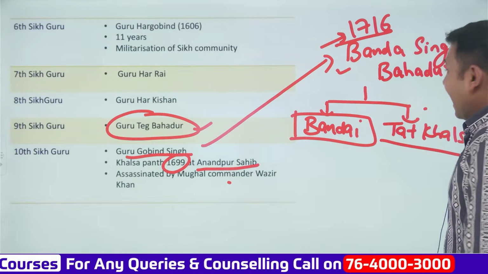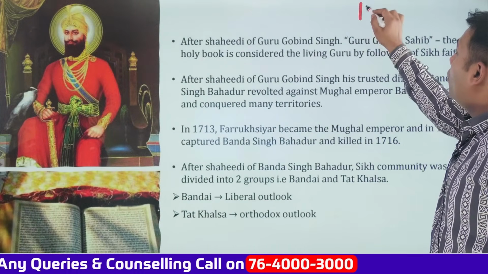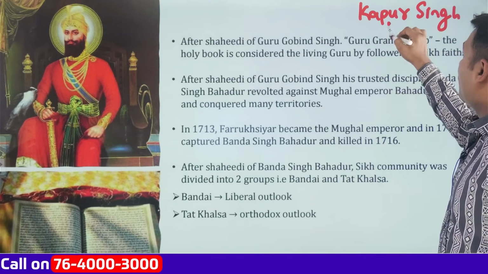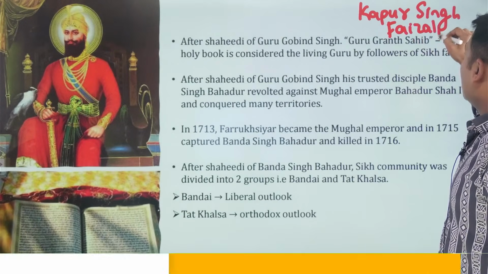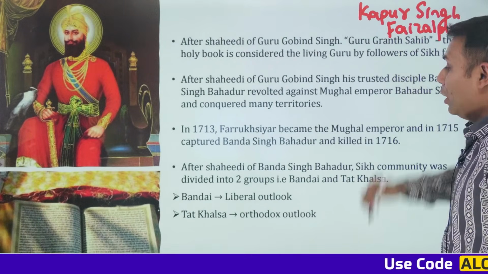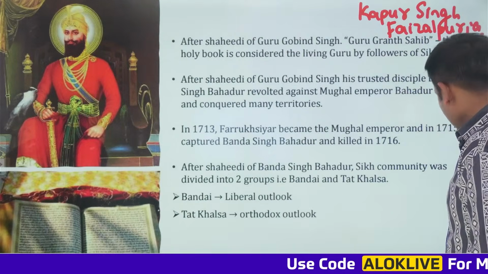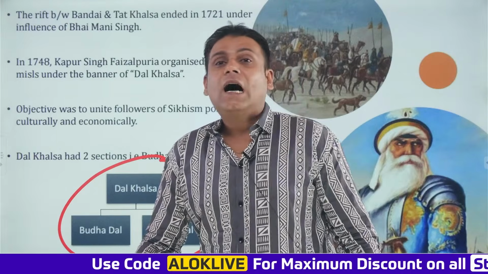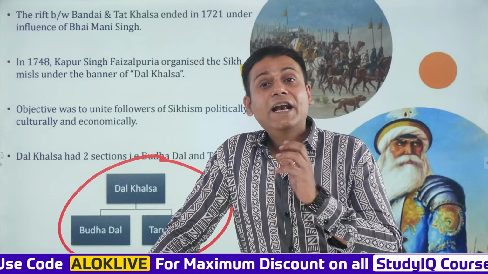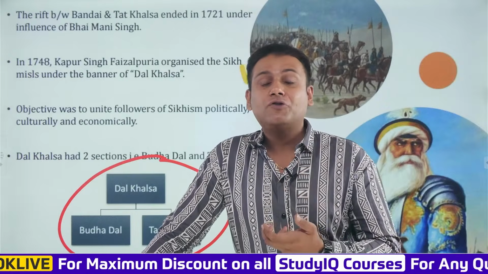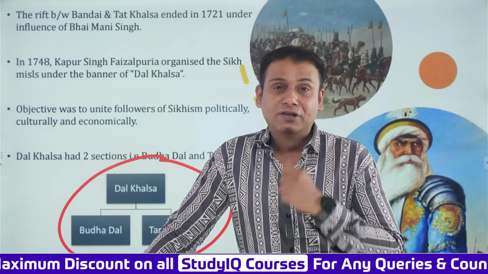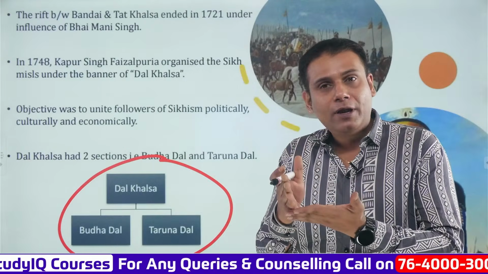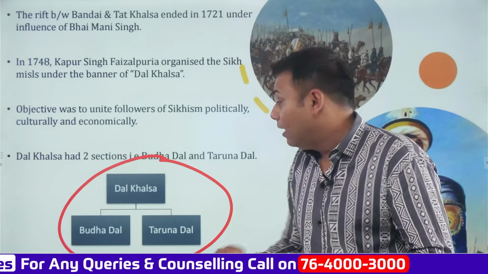Another important character here is Kapoor Singh Faisalpuria. Now who was Kapoor Singh Faisalpuria? He started one important institution in 1748, Dal Khalsa. Now what is Khalsa? Khalsa is nothing but saintly soldiers, and their responsibility was to protect Sikhism and other religions as well. So Kapoor Singh Faisalpuria in 1748 started Dal Khalsa.